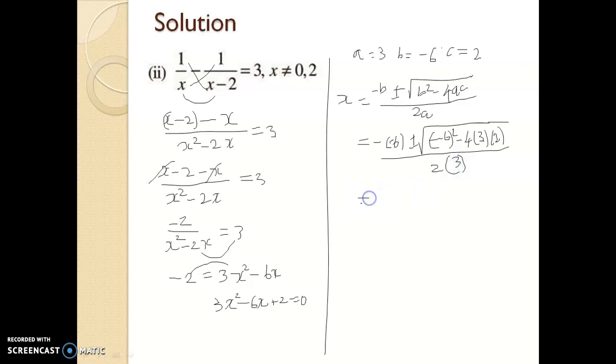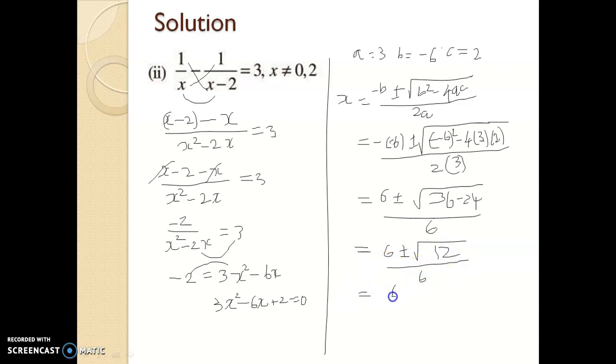Right, now simplify this. So minus into minus plus, so plus 6 plus or minus root of 6 square, that is 36, and minus, when you multiply these three, 3 2s are 6, 6 4s are 24, and whole divided by 2 3s are 6, so equal to 6 plus or minus square root of 36 minus 24, so 12, and whole divided by 6.